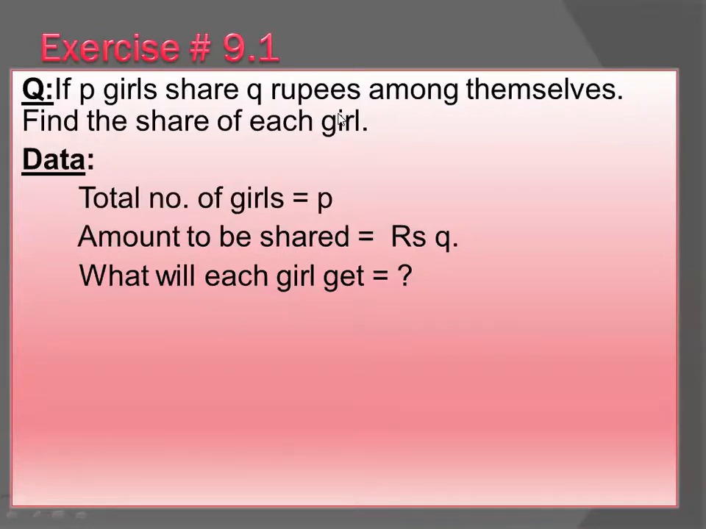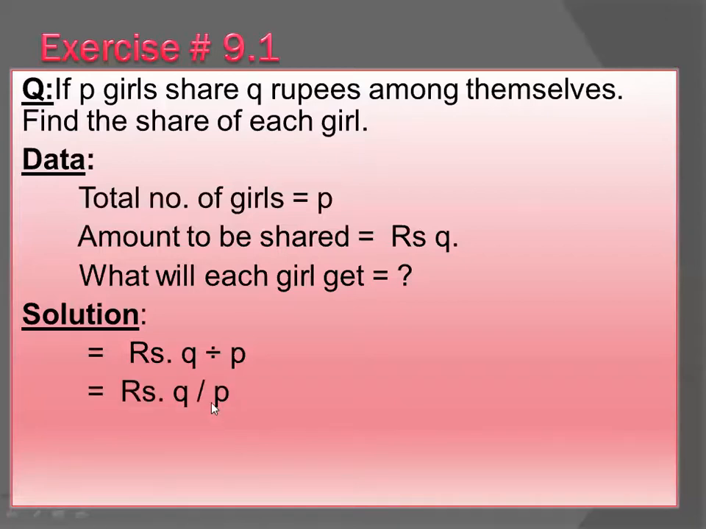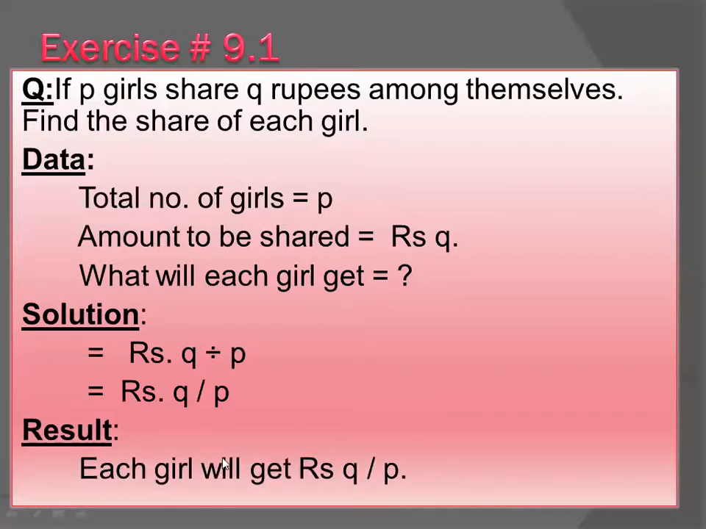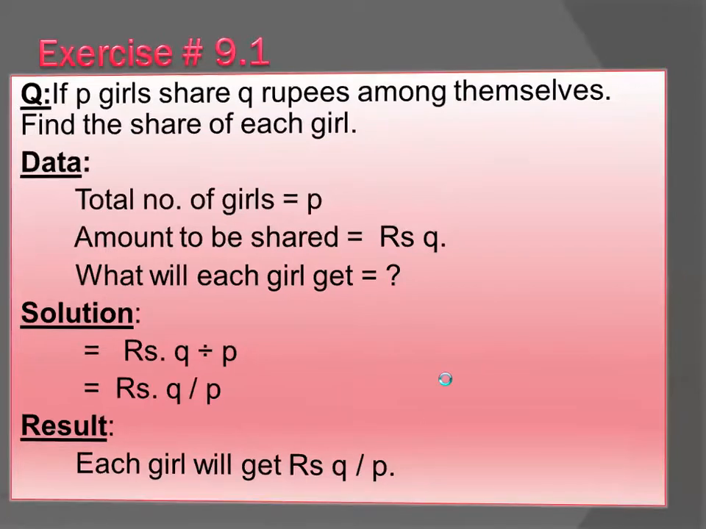P upon Q. No, bete. Rupees Q divided by P. Okay, Alina, the correct answer here is solution rupees Q divided by P. So simply you will write rupees Q upon P. Please do not forget to write down the unit. Okay. So the result here is each girl will get rupees Q upon P. That is the right answer. Okay. Now move on to the next one and the last one.